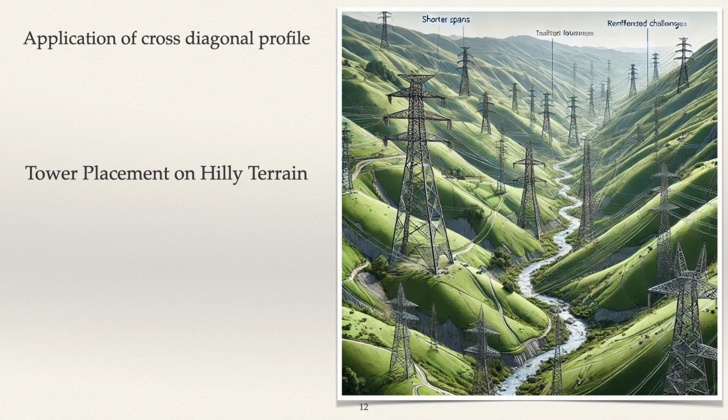Examples and applications. To explain further, let's explore real-world site conditions and the importance of cross-diagonal profiles, particularly in sloped terrain scenarios for tower placement and conductor sagging. First, tower placement in sloped terrain. When placing a tower on sloped terrain, two main challenges arise.